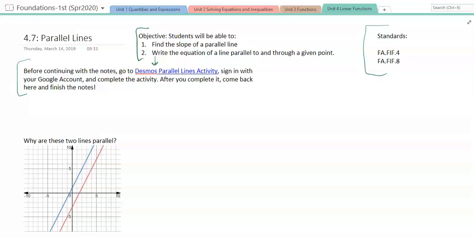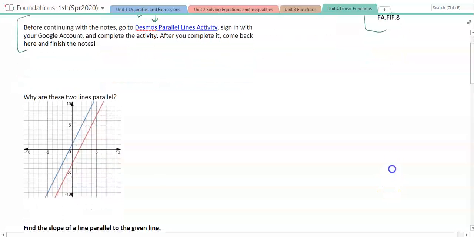So I hope you have gone and done the Desmos activity. If you haven't, I really strongly urge you to do that because I want you to get the full part of this lesson, because this is something that we would have done in class together if we had been together. So let's talk about why two lines are parallel.